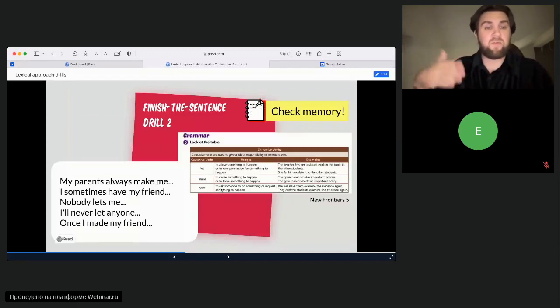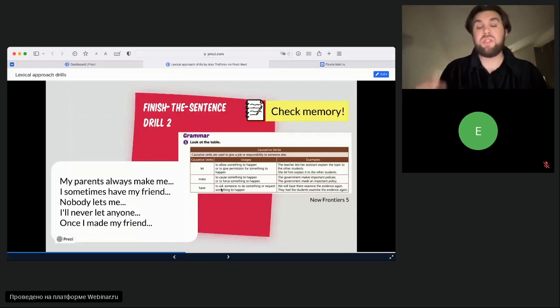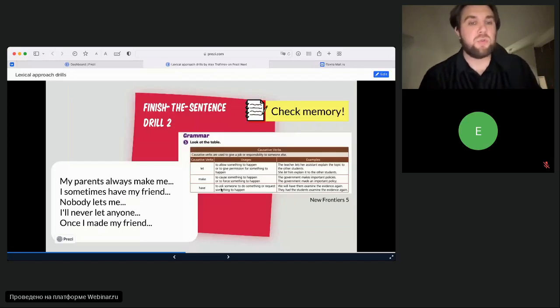So for example, Vasya, complete sentence number 1. And he says, my parents always make me clean the floor. It would also be nice not to just say, Vasya, complete sentence number 1. It would also be nice to drill it. Vasya, what do your parents always make you do? And then Vasya answers, my parents always make me clean the floors.